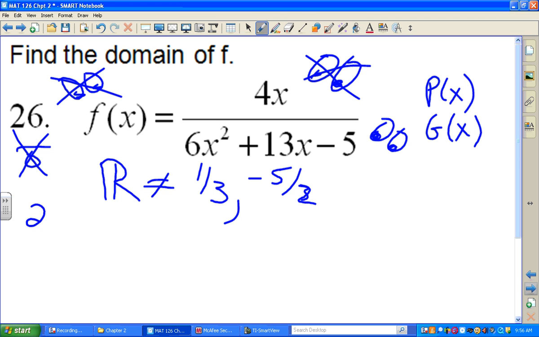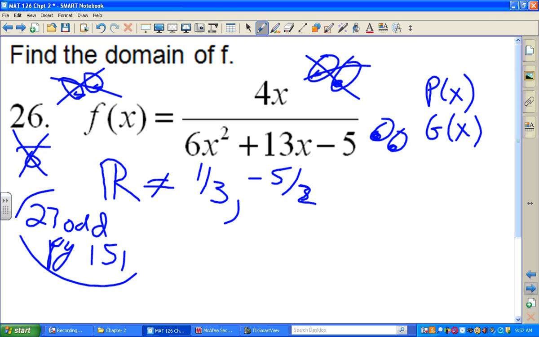So for homework, try to get through 27 odd. On what page are we? 151. Okay?